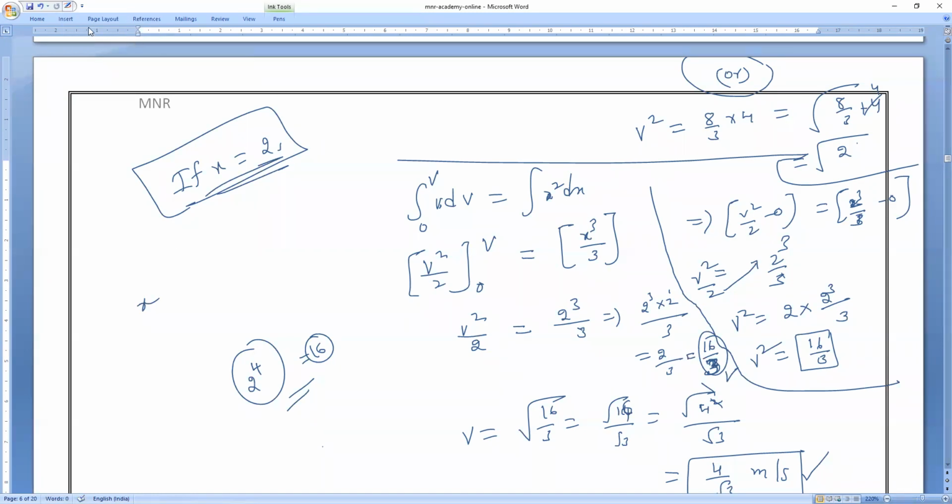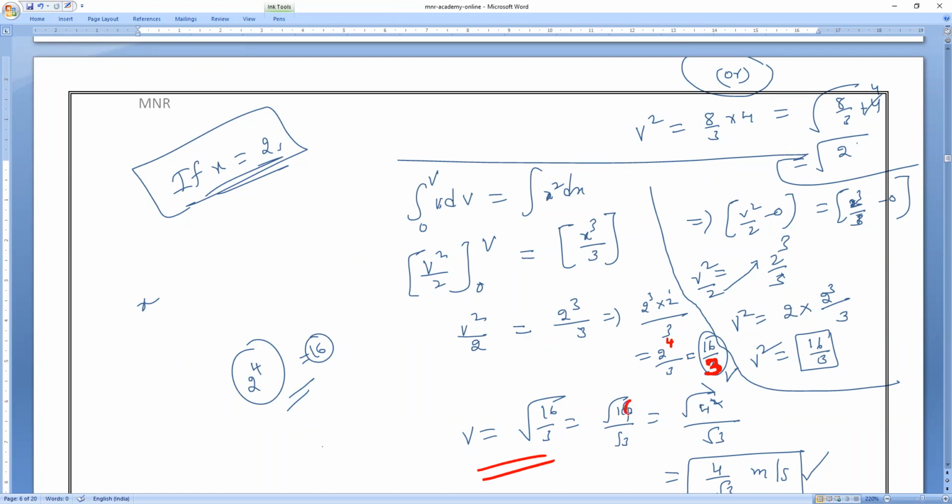So 2 power 4 means how much value, guys? 2 power 4 means 16. Okay. Another color I am marking. So be very careful. 2 power 4 divided by 3, which is equal to 16 by 3. That's all. So what will happen? Everybody, velocity equals to root of 16 by 3.